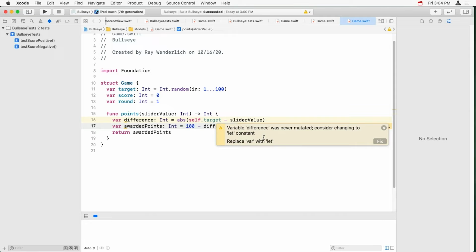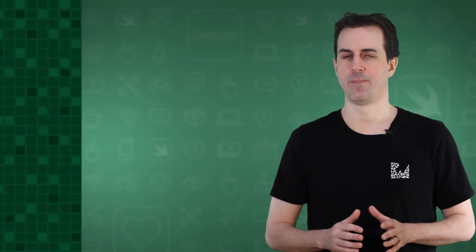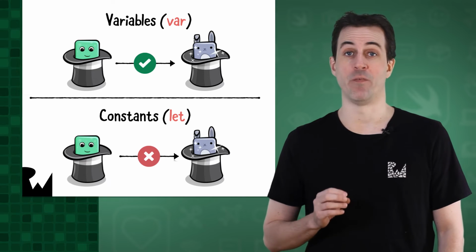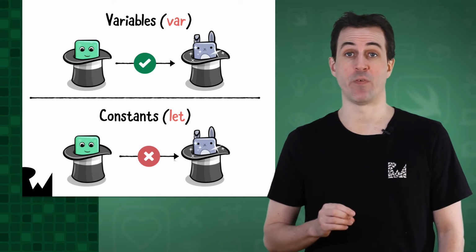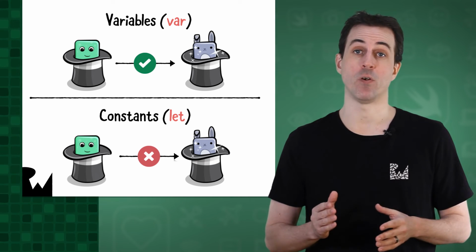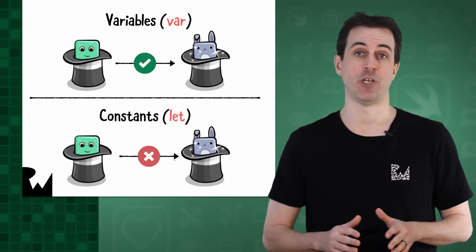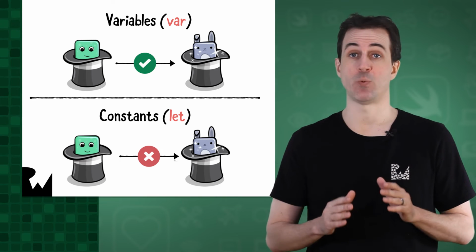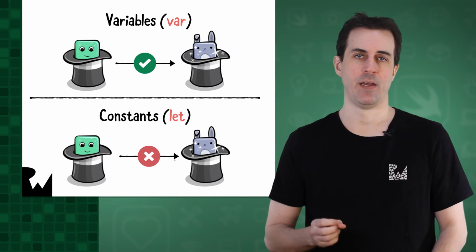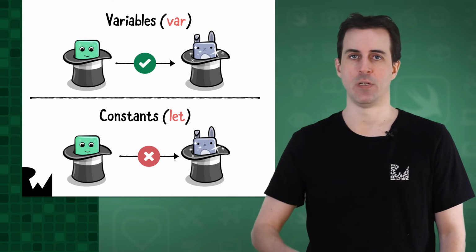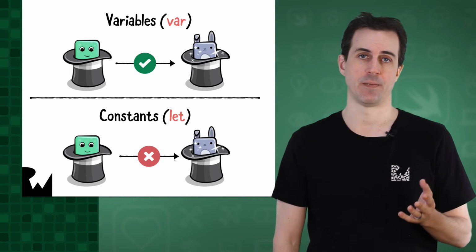And now it's finally time to talk about why this warning is happening, and it leads me to an important discussion about let versus var. It turns out that Swift makes a distinction between variables and constants. As we discussed in the episode on variables, you can change the value of a variable at any time. However, once you set a constant, you can never change it again. If you try to change it, the Swift compiler will give you an error. The keyword var creates a variable, while let creates a constant.